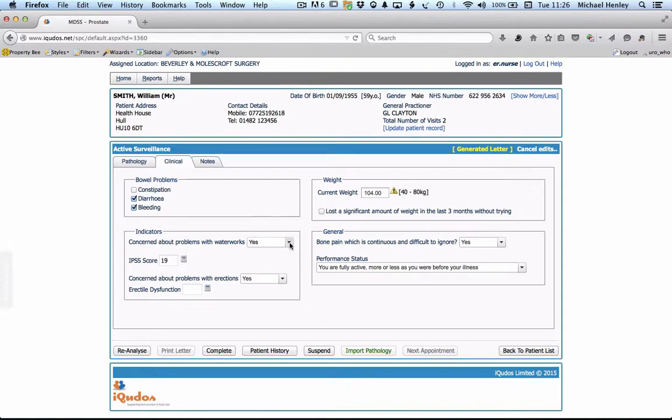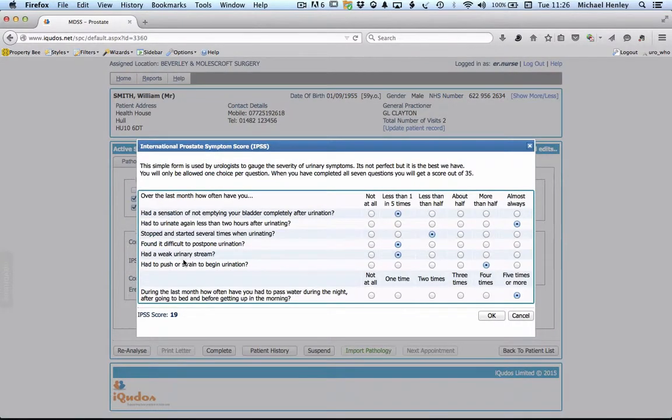The next question is about the urinary symptoms. The question here is, are you concerned about problems with your waterworks? Yes or no? And if yes is answered, then you can bring up this International Prostate Symptom Score Sheet, which is a series of questions about your urinary symptoms over the last month. These are all of the classical symptoms that men complain about. These forms are easily downloadable off the internet, or you can print them out if you're running a physical clinic and give them to the patient, and they can answer them and tell you what the number is. But it's just to go through them.